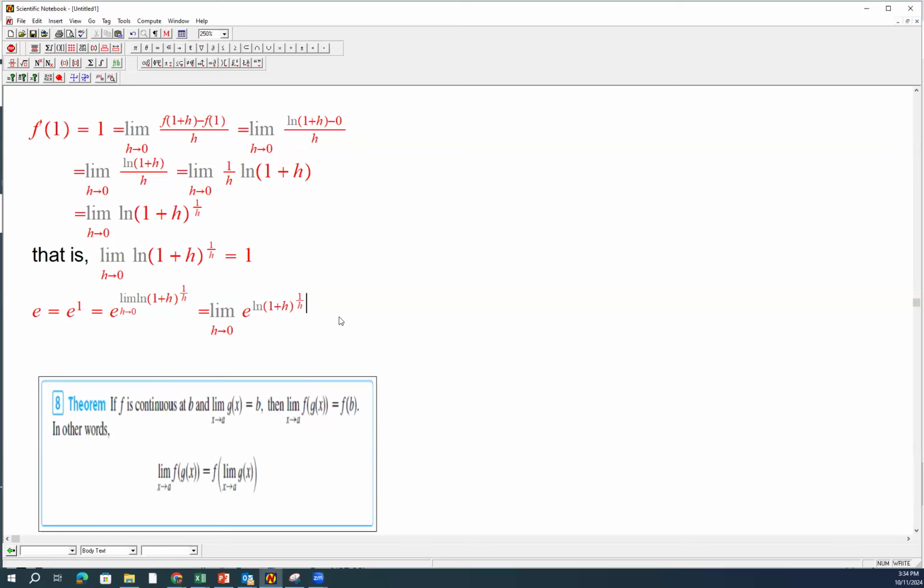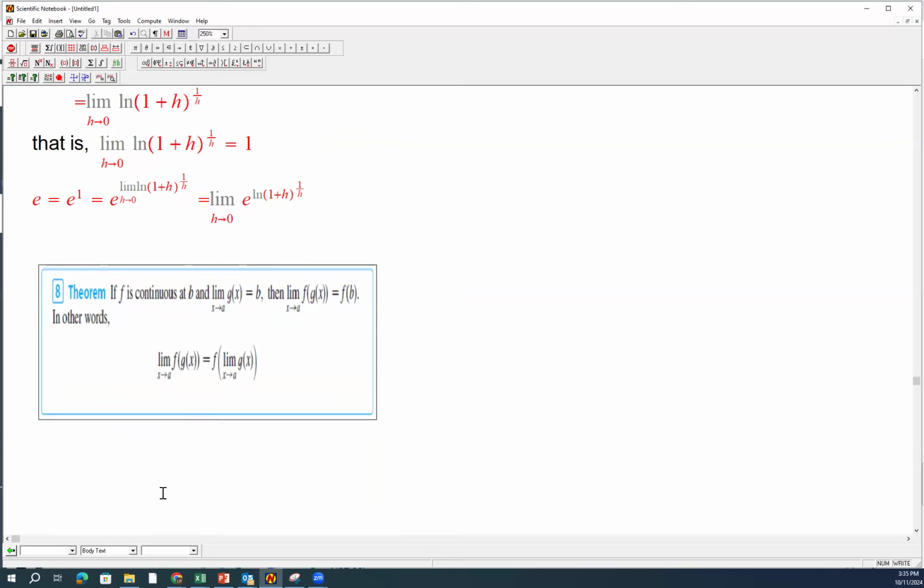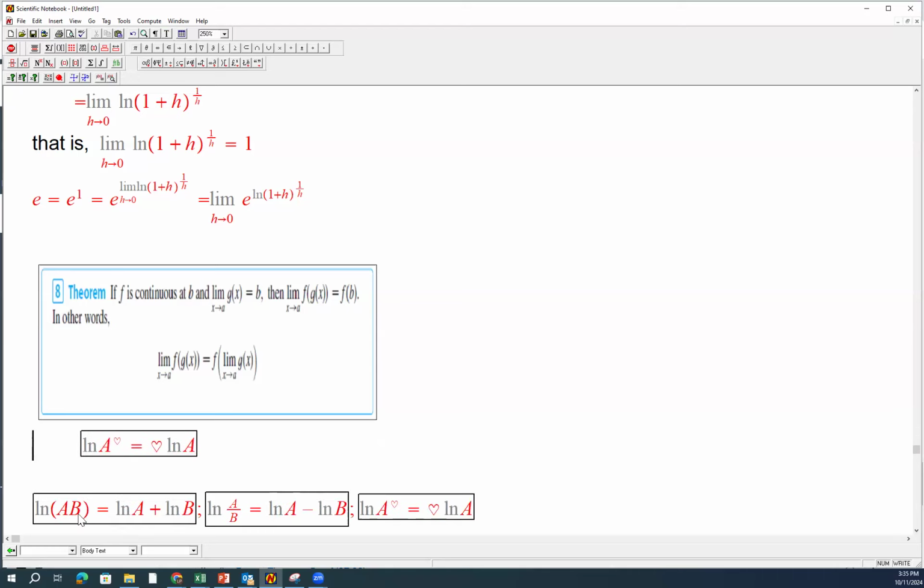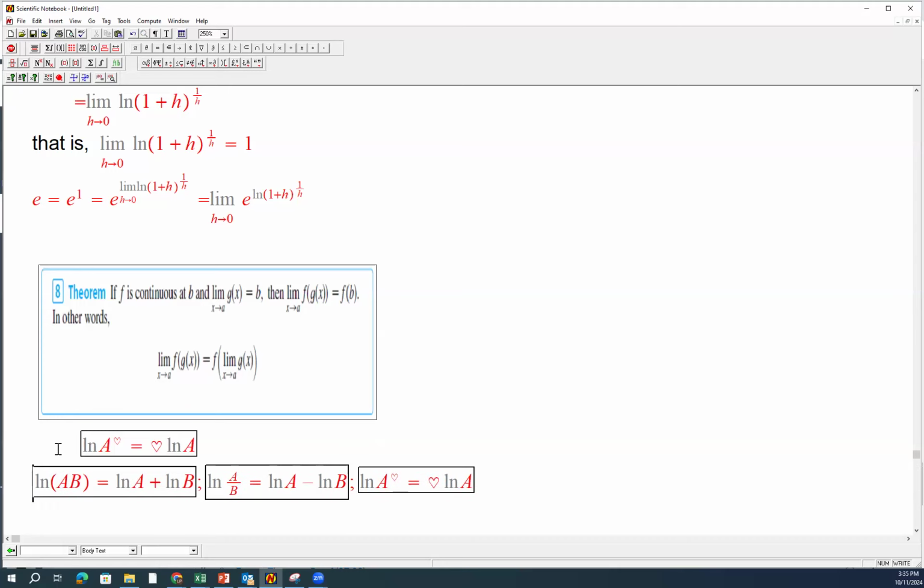Not only is it continuous, it is also differentiable, but all we need is continuity to apply this theorem. So by the time we get here, something interesting is going to happen, because there's another property about e we're going to use. What is the other property?